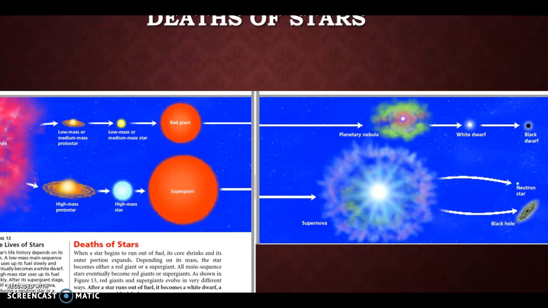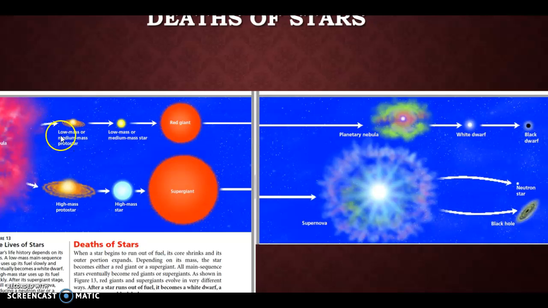Remember we talked about the nebula, that big cloud of gas and dust that causes a star to form. So either we get a low mass or medium mass protostar out of that, which is the beginning part of the star, or we get a high mass one, depending on how much gas and dust it has. So from there, we either get a low mass or medium mass star, or a high mass star. Those are what develop out of that first protostar.